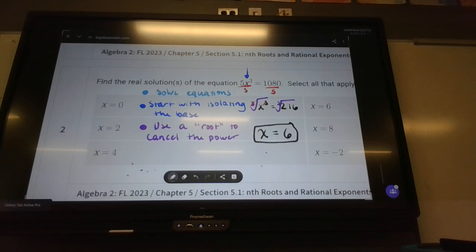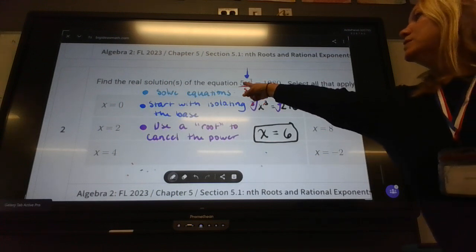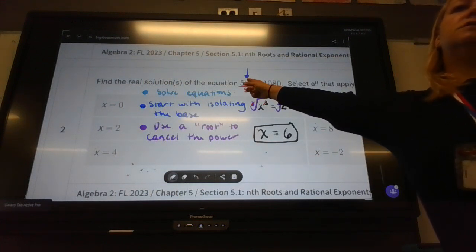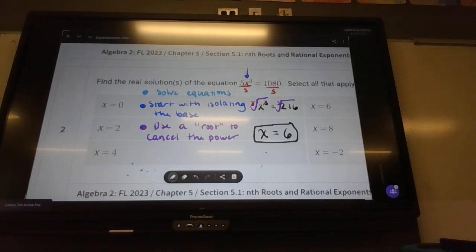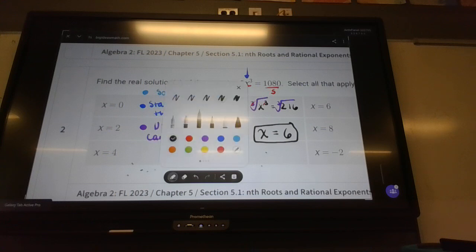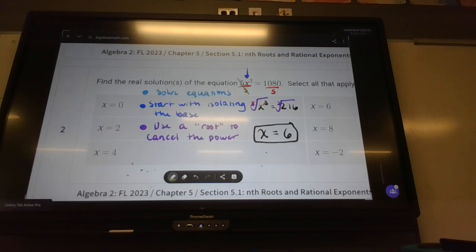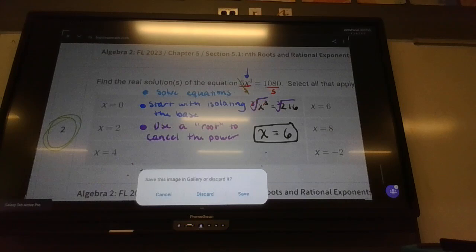The mistake people made when we were square rooting, we already did this before with square roots, is that people would cube root as the first step instead of dividing by 5. So make sure you isolate. Anybody have any questions? Did everybody get number 2 right? Okay, next one.